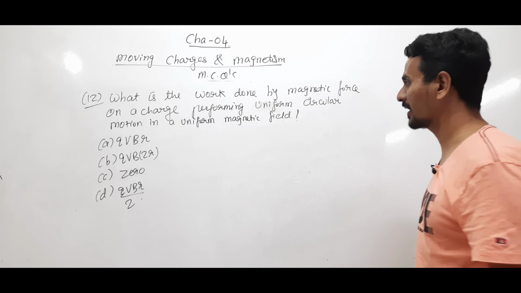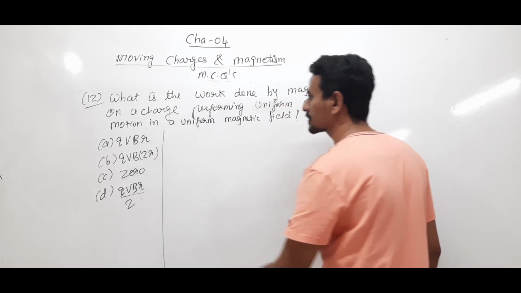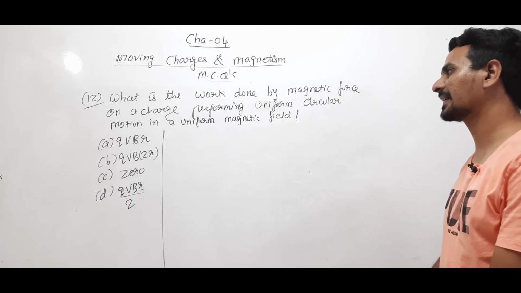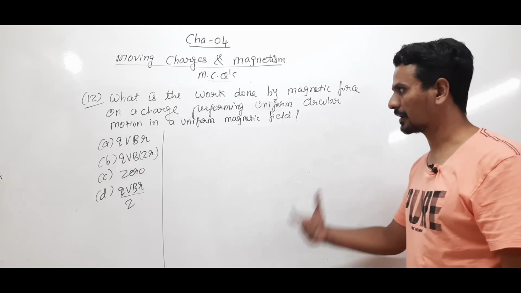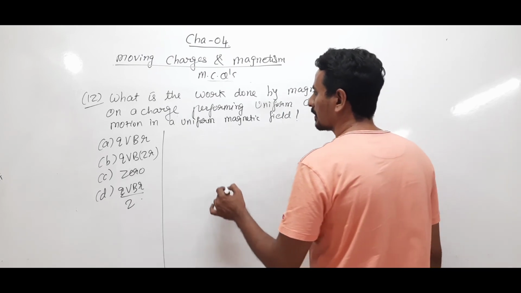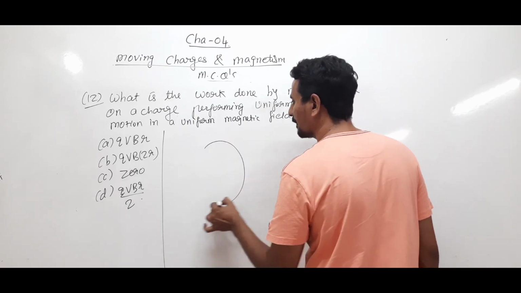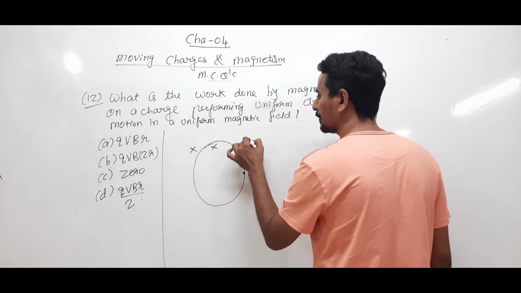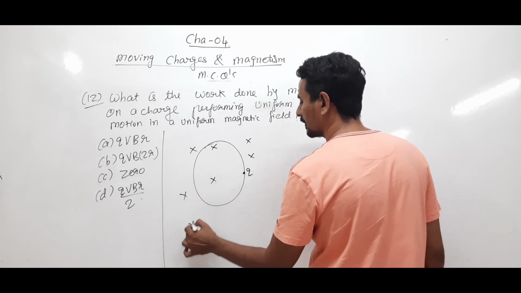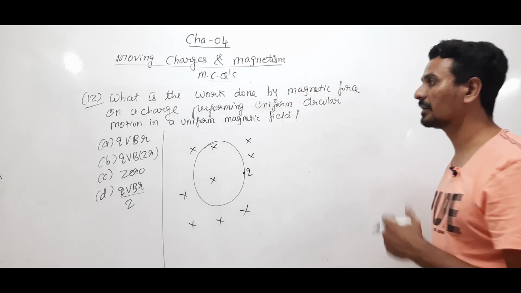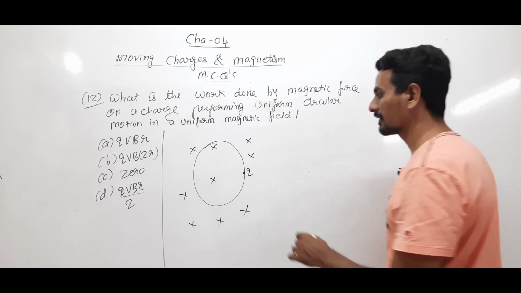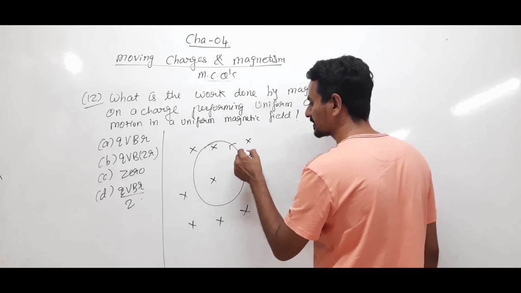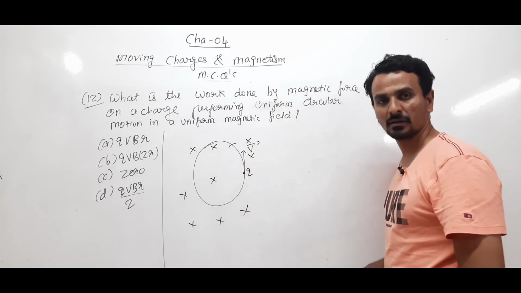12th one. What is the work done by the magnetic force on a charge performing uniform circular motion in a uniform magnetic field perpendicularly? Okay, that means a charge is performing uniform circular motion in a uniform magnetic field, this way. So we need to find the work done by the magnetic force. See, if the charge is performing uniform circular motion this way, velocity will be in this direction, right?